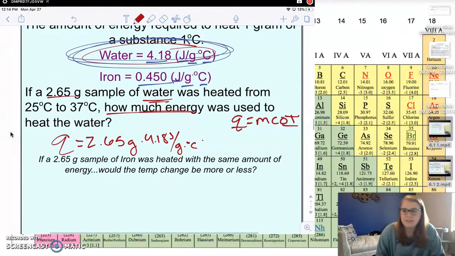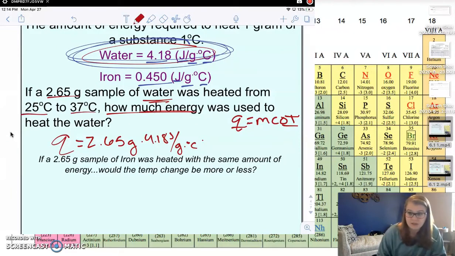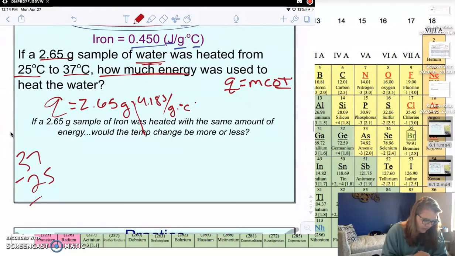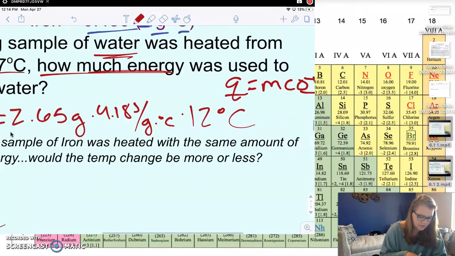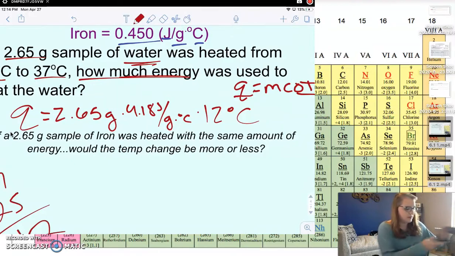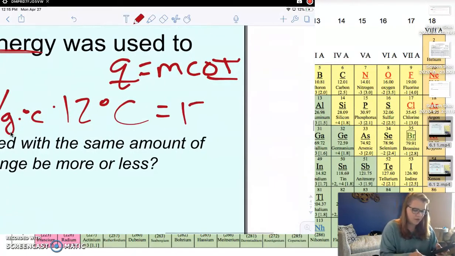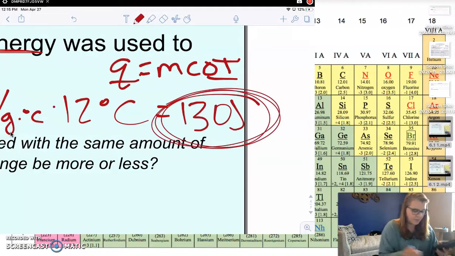And then remember, delta T stands for the change in temperature. So the water was heated from 25 to 37 degrees Celsius. So that means the temperature was raised from 25 to 37. So it changed by a value of 12. So that's going to be my value here, 12 degrees Celsius. So then you would just go ahead and plug in and solve. So 2.65 times 4.18 times 12, 2 sig figs, I'm getting 130 joules. Remember, because specific heat is joules per gram times degrees Celsius, the Q will come out in joules.